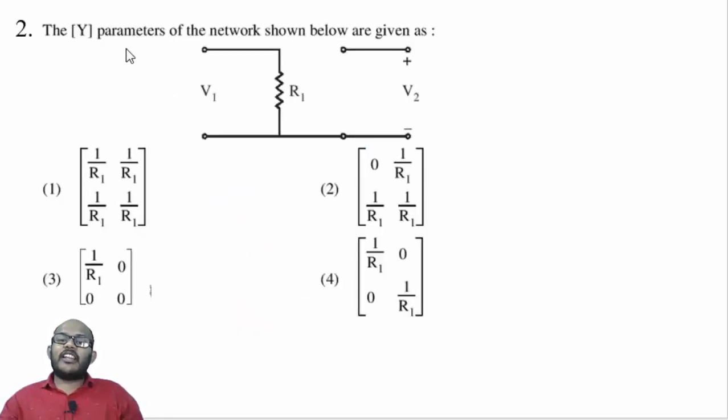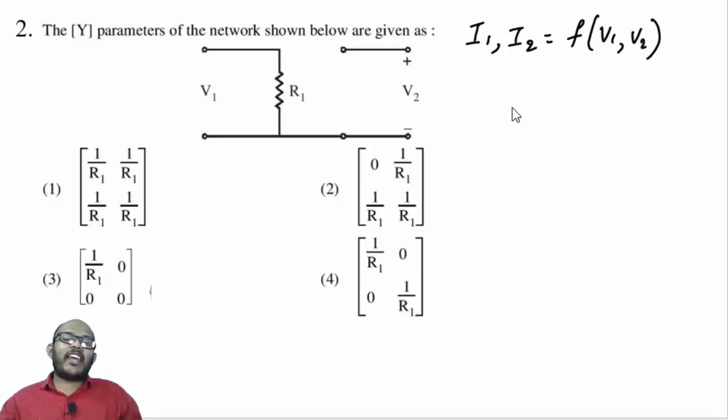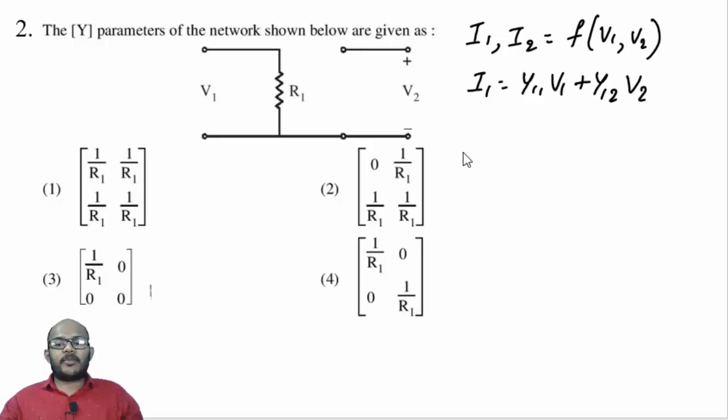Moving on to the second question, the Y parameters of the network are as shown in the figure. You have to write the matrix. So for the given circuit, you have to write the Y parameters. Now, in the case of Y parameters, we know that the currents I1 and I2 are functions of V1 and V2. So how can I express I1 and I2? I1 equals Y11 V1 plus Y12 V2. Similarly, I2 is given by Y21 V1 plus Y22 V2.